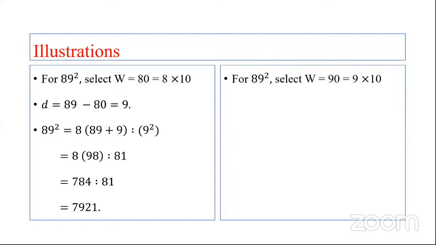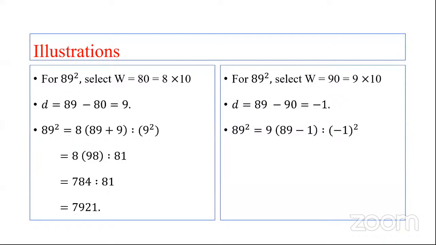Now another way. I can select 90 as a base, which is nearer to 89, instead of selecting the nearest lower base. When I select a base as 80, I'm selecting the nearest lower base, 80 for 89. But if I want to select the closest base, I can even select 90. But once I select a base 90, my deviation will be 89 minus 90 and not 80 as in the previous case. Nothing to worry about it.